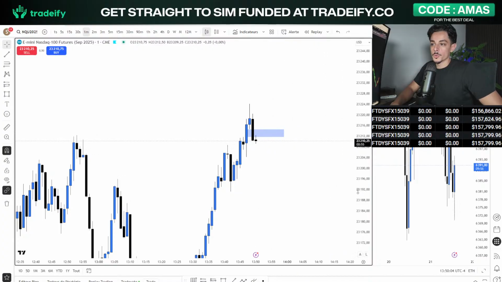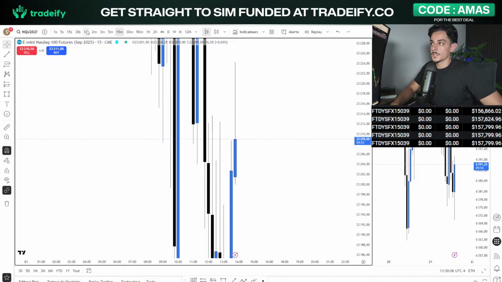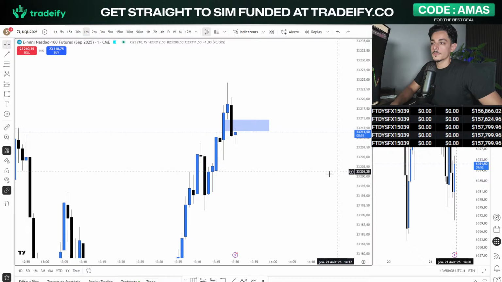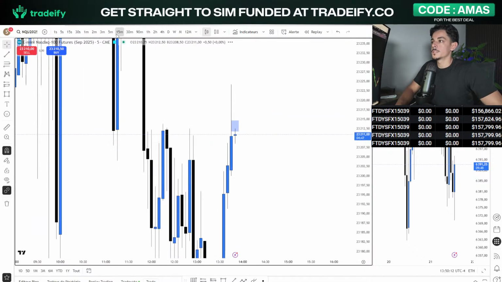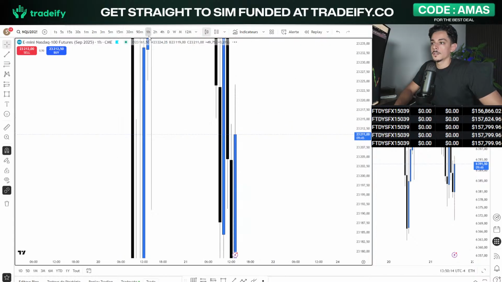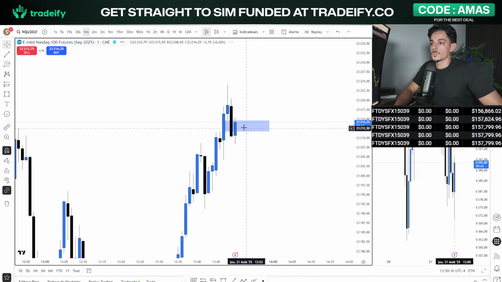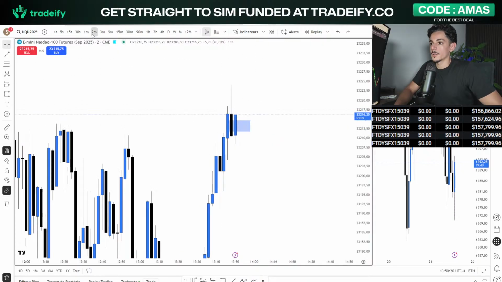That could be a short play back down, guys, right here inside this inverse. Pretty aggressive in my opinion still, but could be a nice potential short. Really aggressive in this way because of this 1 minute. Rather stay out of that.